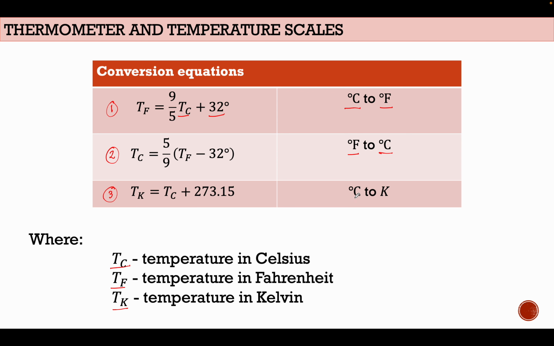this equation will be used if we want to convert temperature in degrees Celsius to Kelvin. So the temperature in Kelvin is equal to the temperature in Celsius, T sub C, plus 273.15. Okay, there are other books that use 273, but here we will be using 273.15 so that our conversion will be more accurate. So again, we just add 273.15 to the temperature in Celsius so that we can get the temperature in terms of Kelvin.